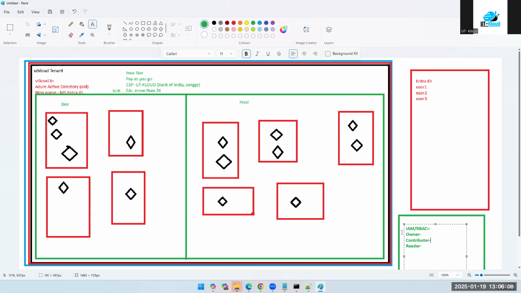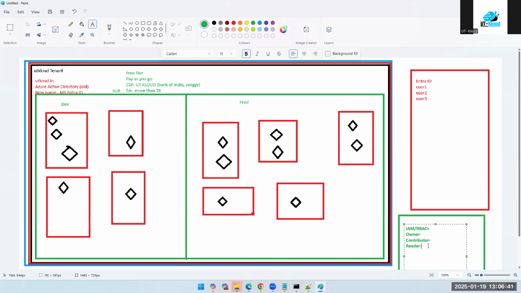Contributor can do the same things what an owner can do, except for creating another owner. Contributor cannot create any other owner, but contributor can do the same things. Contributor can do all of this, right? Then we have reader. I hope this is self-explanatory. Reader cannot do anything except for watching. Reader can log in. He can say yes, there are so many resource groups, 2 subscriptions, so many machines, all of this is there, but he can't even delete a machine, build a machine, nothing. So this is the hierarchy of roles.